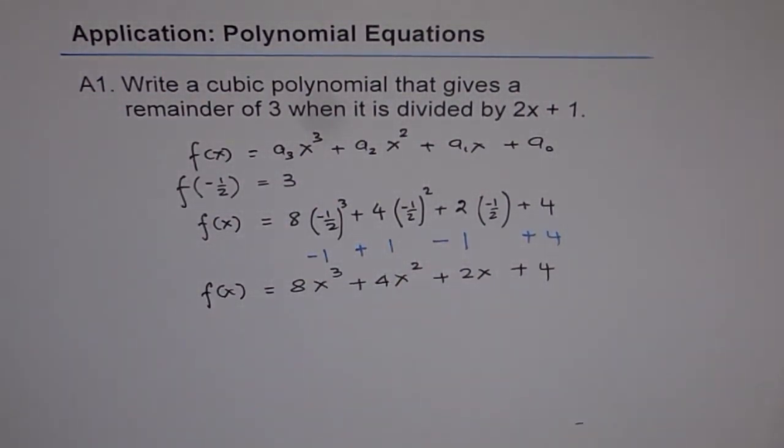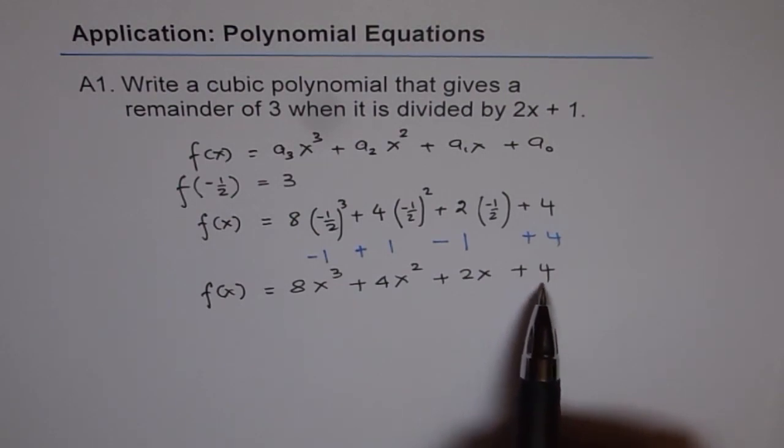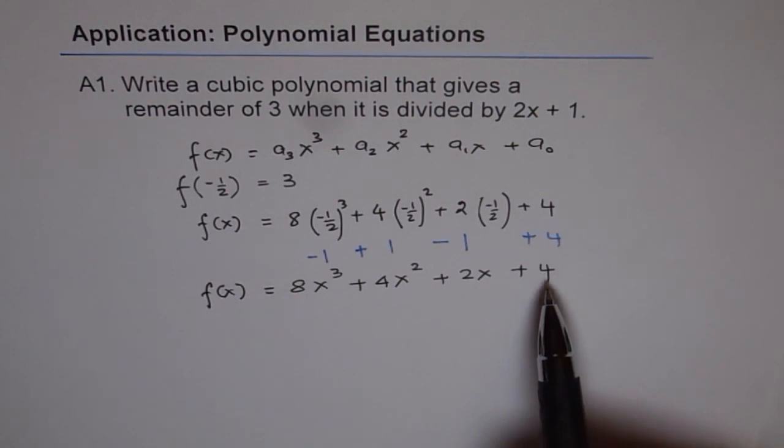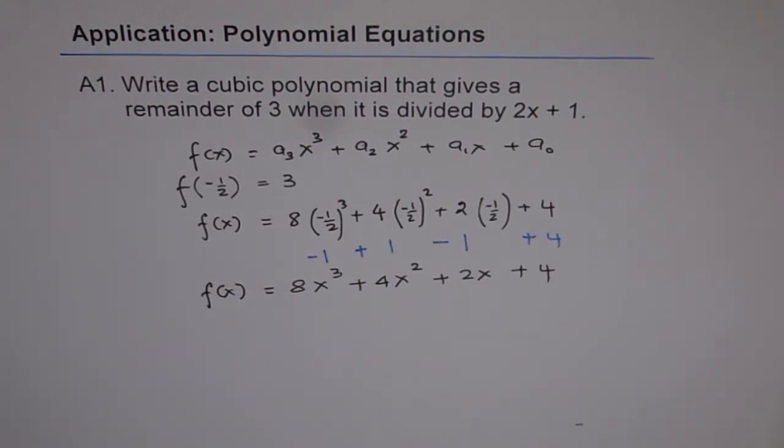Correct? Now, my constant is 4 and leading coefficient is 8. Therefore, the possible rational factors could be factors of 4 divided by factors of 8. So, minus 1 half works. Correct? So that is another check that things have been done correctly.